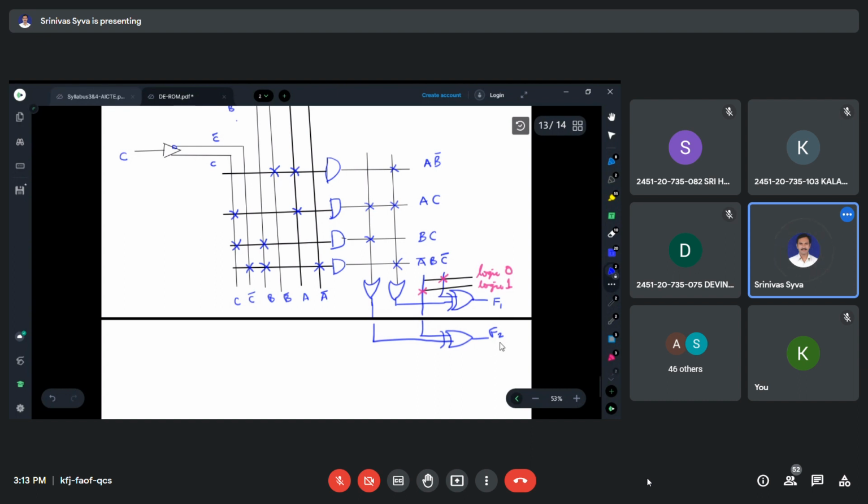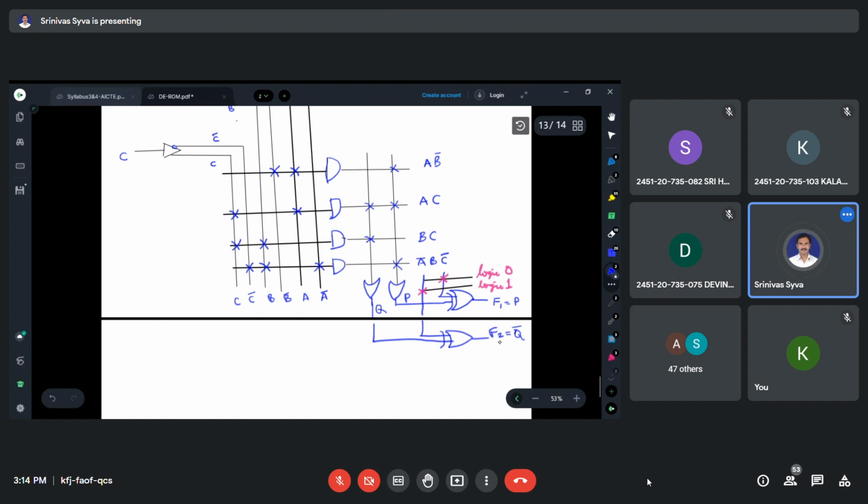suppose here we have, say, the output of this OR gate is P. So in that case F1 is equal to P as it is. Whereas here suppose say Q, then F2 is equal to Q bar. You see, according to the connection here F2 will be Q bar. Why is it Q bar? Because the second input of the exclusive OR gate is connected to logic 1 state.